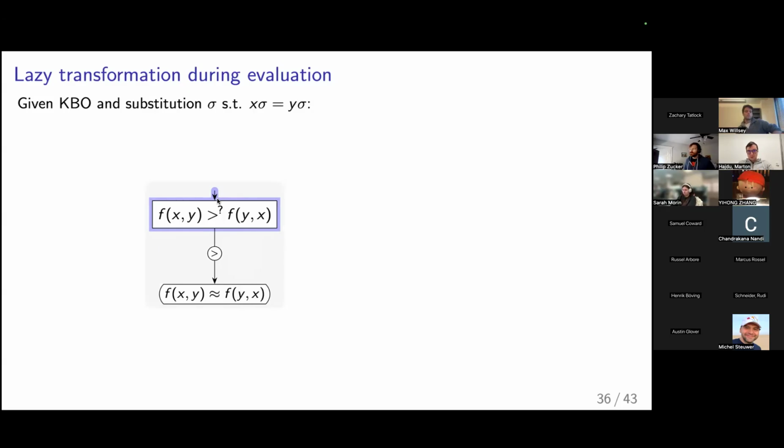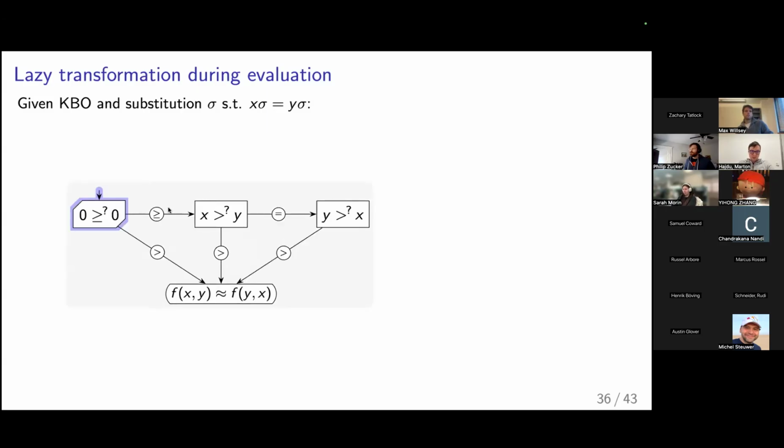So we get to this node and we see that this is not transformed yet, and we can actually apply a KBO transformation. And if we apply this KBO transformation, then we get this new term ordering diagram with a weight comparison and two normal term comparisons that are for the lexicographic comparison. And now we are still at this initial node in the term ordering diagram, and we see that this weight comparison is trivial because 0 is always equal to 0.